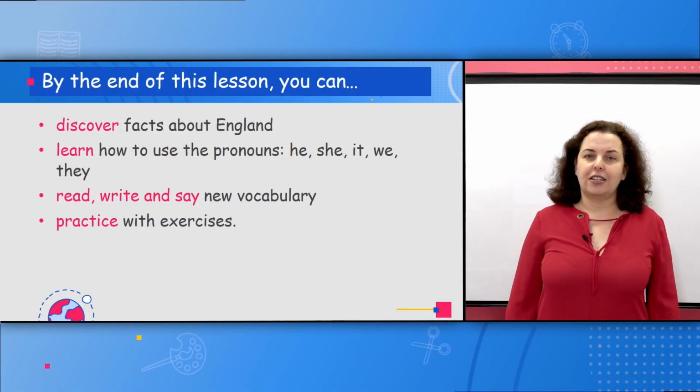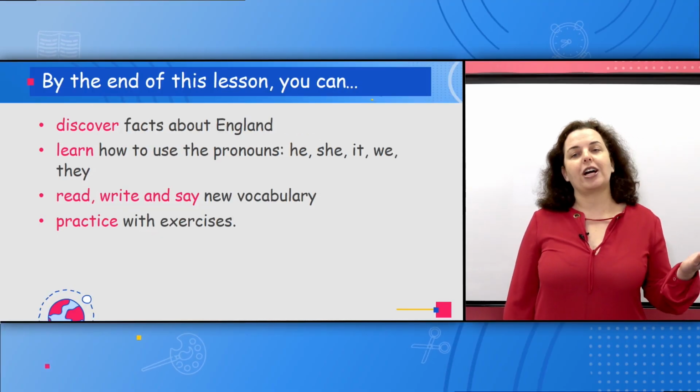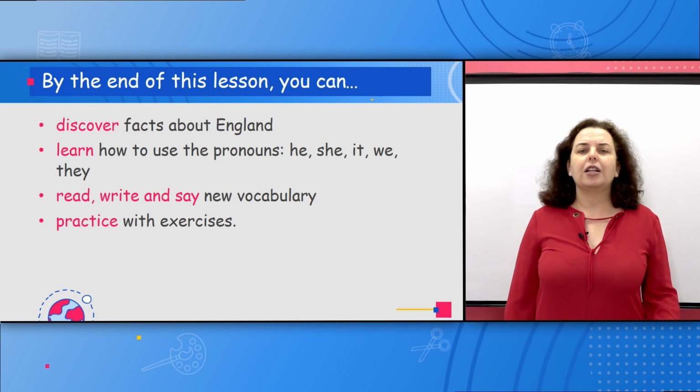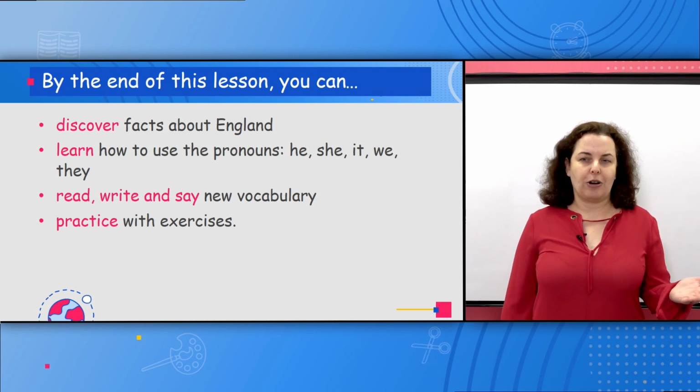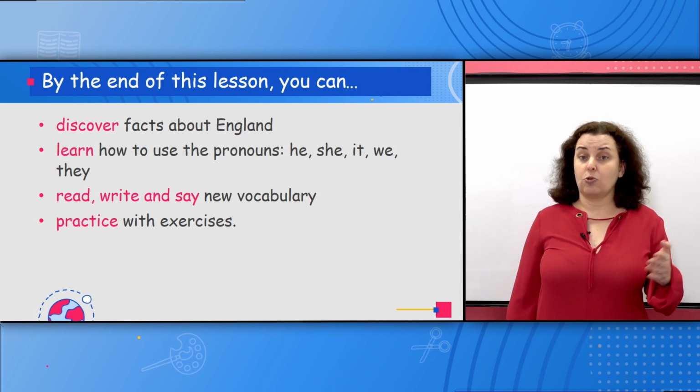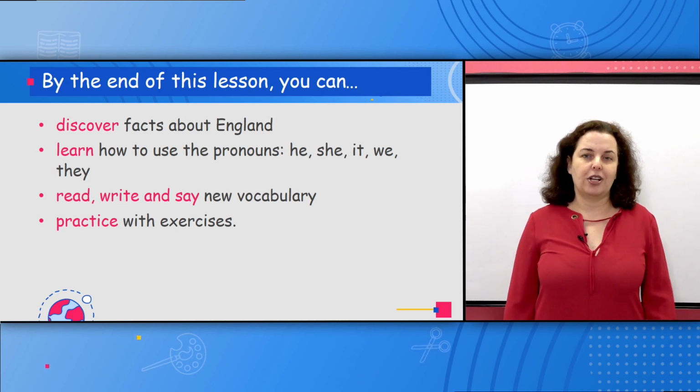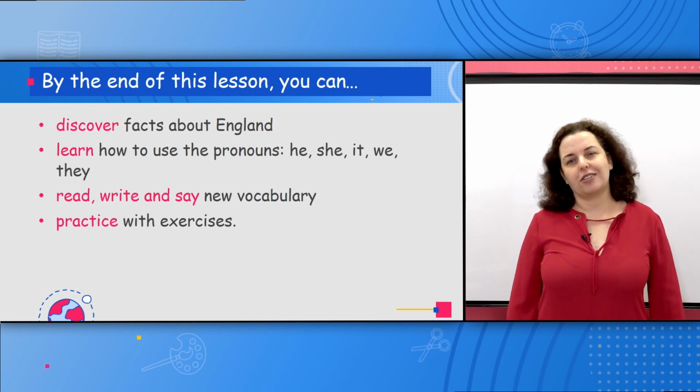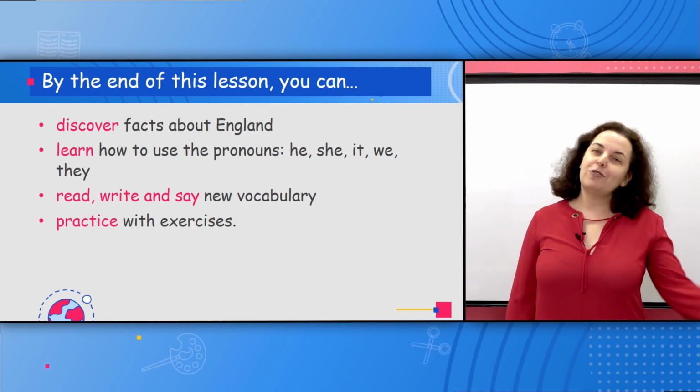By the end of the lesson, you will be able to discover facts about England, learn how to use pronouns such as he, she, it, we, and they, read, write, and say new vocabulary, and practice with exercises. Are you ready? Follow me.